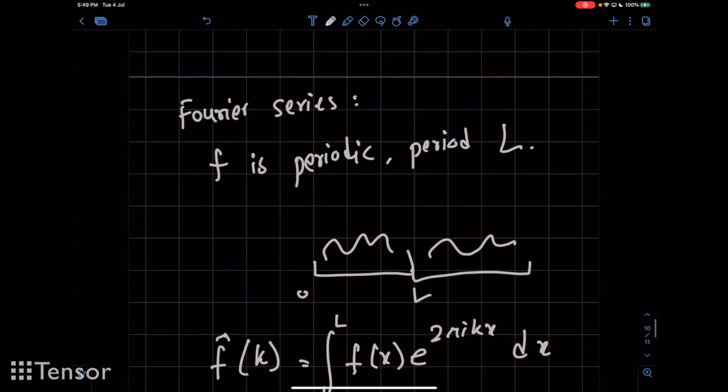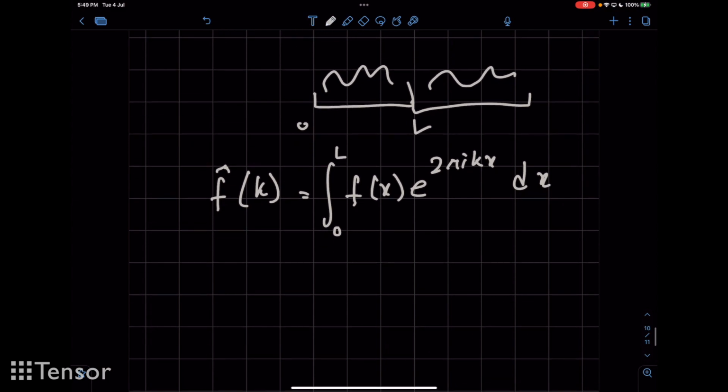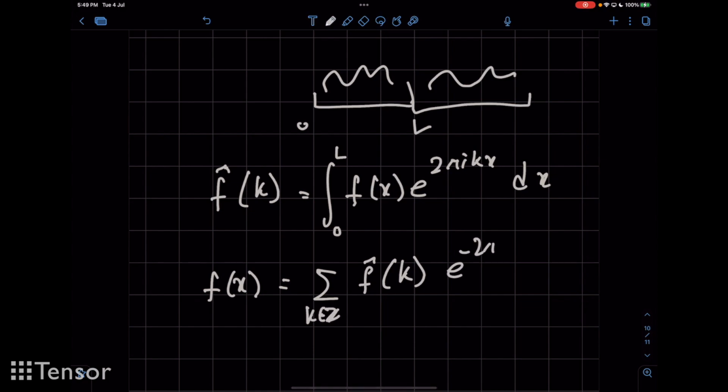And like last time we have the formula for the inverse Fourier transformation, but this time we have a summation. k is an integer, e to the negative 2 pi i kx. So these are the formulas we are assuming to be true for now. Okay, does anyone have any question? All right.